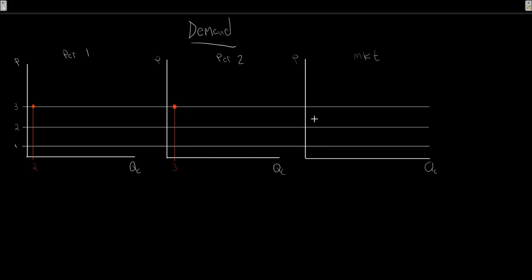That means altogether in the market, what do we have? 2 cookies demanded from person 1, 3 cookies demanded from person 2, giving us altogether a market demand of 5 at a price of $3. So at a price of $3, our quantity demanded is 5 cookies. What happens as our price drops? We have our substitution effect and our income effect, and the two reinforce each other if this is a normal good.